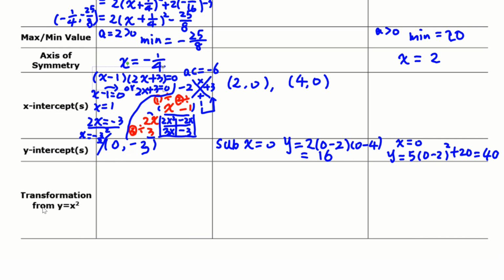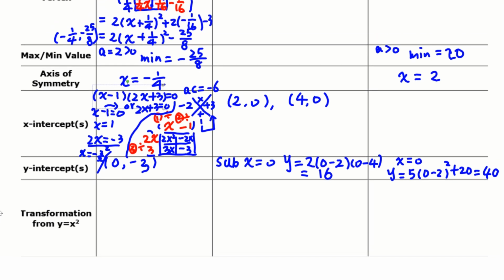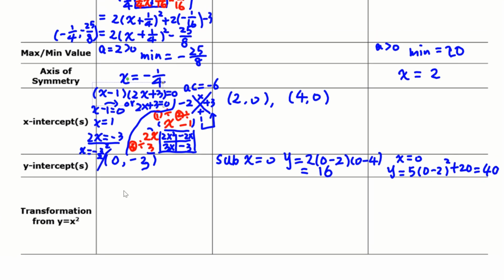And for the transformation from y equals x squared, we are going to look at the vertex. The parent function has its vertex at 0, 0. This is y equals x squared, so this is the original parent function. The p value is the x-coordinate of the vertex, left-right, the q value is up-down, and the a value is the stretch.